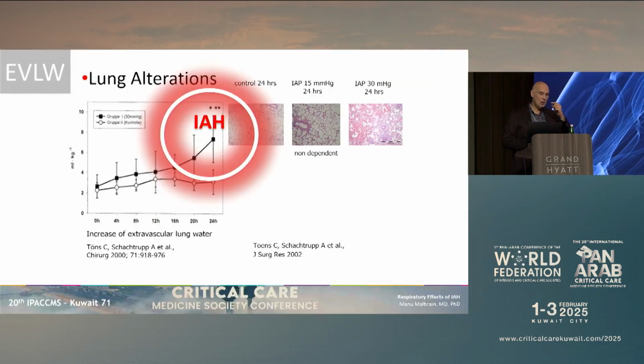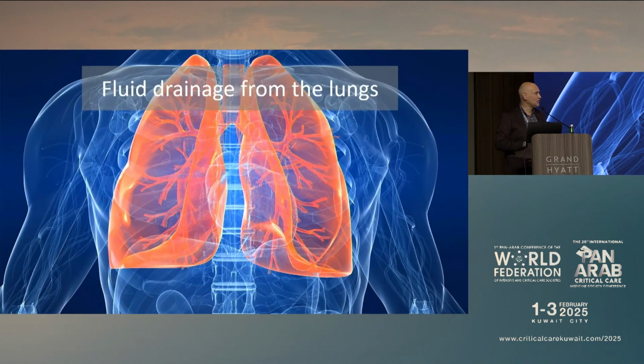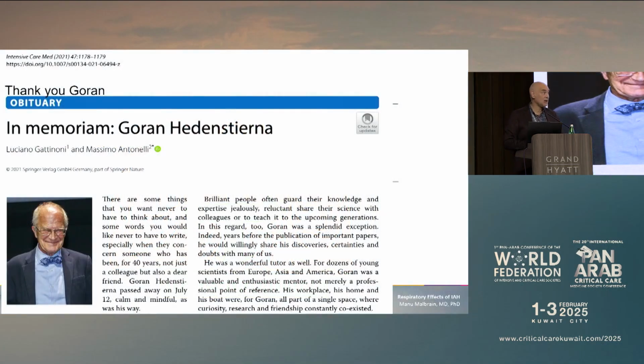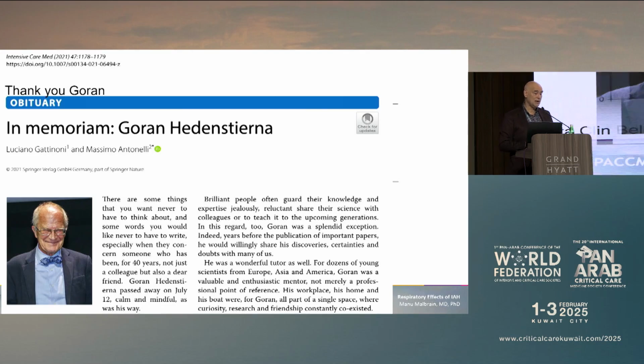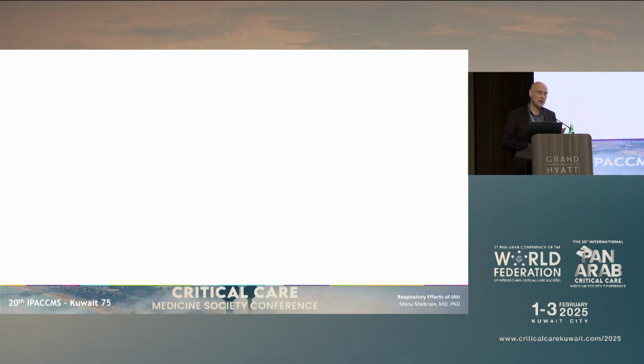So the final point is the lymphatics. And we know that fluids from the lungs can be drained transpleurally via the hilus or transabdominally with the ductus thoracicus. And here I would like to thank my good friend Goran, who passed away, and also with him, almost 20 years ago, we published this review on how the lymphatics are important to keep the lungs dry, and especially in patients with intra-abdominal pressure.